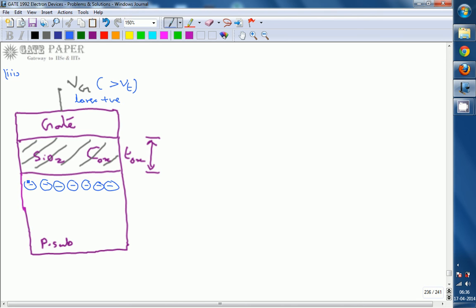Above that, if you apply more and more positive voltage, the ions are immobile, so because of the large positive voltage, more and more electrons from the p-type substrate, that is more and more minority carriers, are attracted towards the silicon dioxide, and the electrons are going to be present over this place. The effect of this electron layer depends on the gate voltage and its frequency.